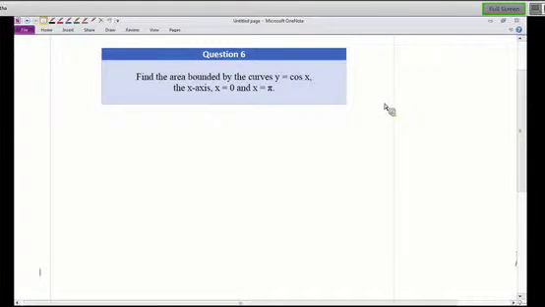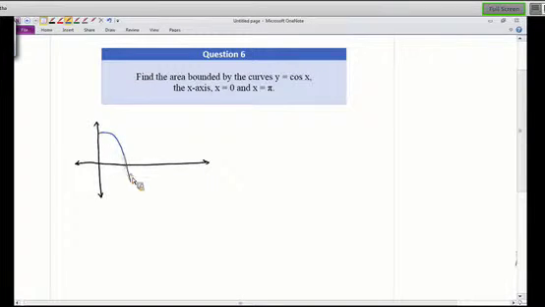So we want to find the area bounded by the curve y is equal to cosine x and the x-axis when x is equal to 0 and x is equal to pi. So the first thing that I'm going to do is start drawing out my cosine curve. Let me draw out a rectangular coordinate system. And I'm going to draw out my cosine curve in blue. Now this is a standard cosine curve, y is equal to cosine x.